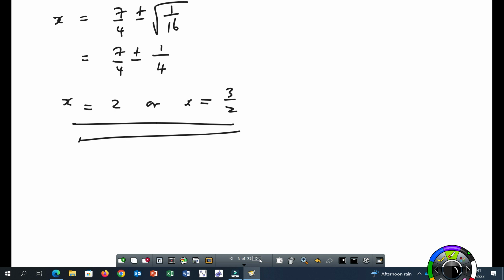So after getting to that point, then you're done. But be aware that this question can also be solved by factorization. How do I know that? Because the two solutions are rational numbers. That's why it can be solved by factorization.